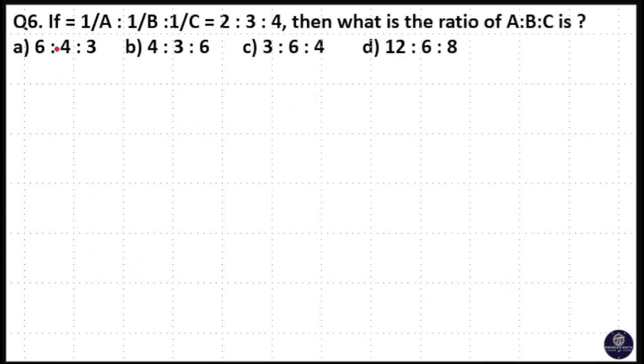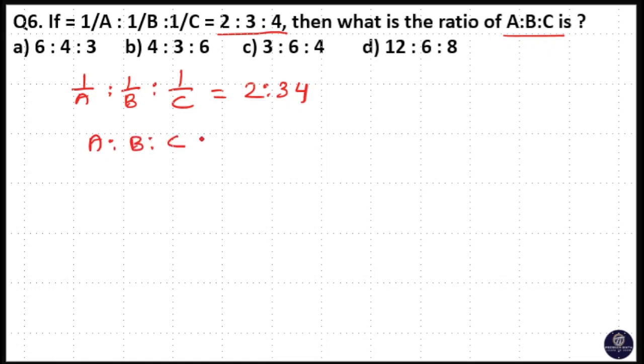Next is question number 6. If 1 by A is to 1 by B is to 1 by C is 2 is to 3 is to 4, then what is the ratio of ABC? So you have to find ABC ratio from this reciprocal ratio. So when you have reciprocal ratio, to find ABC, then multiply the reciprocal ratio as like this. That is, to find A, you need to multiply it with 3 and 4.